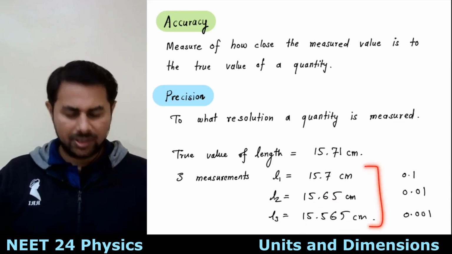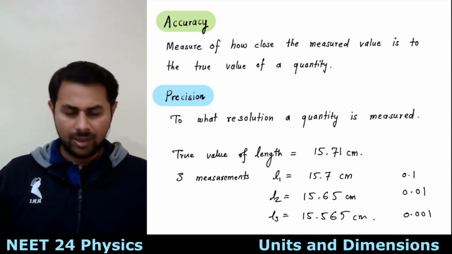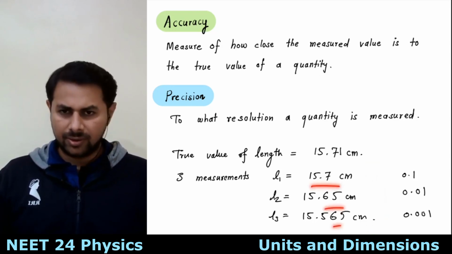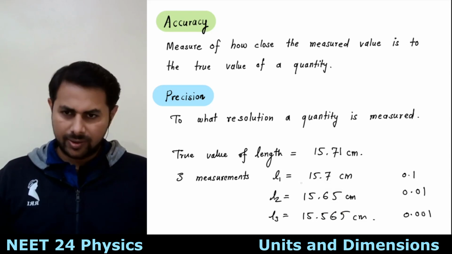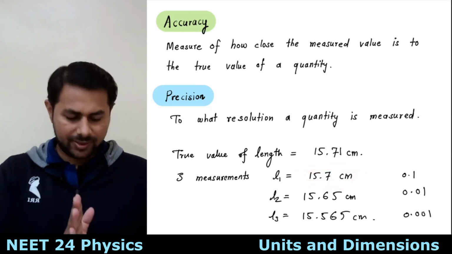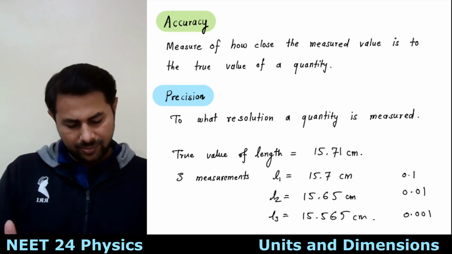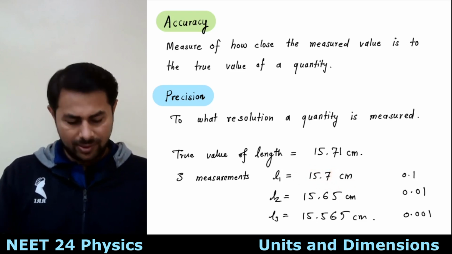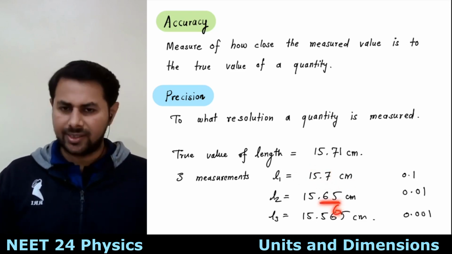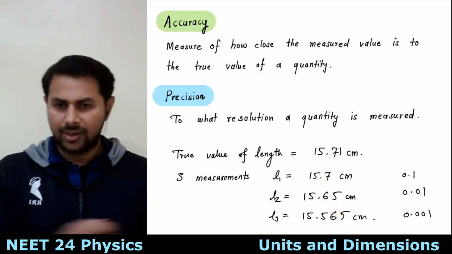So which of these is correct? Which of these is more accurate? Tell me, which is the closest one? Yeah, right, L1 is closest, right? There is only 0.01 difference here, right? So here there will be a 0.06 difference in L2. So L1 is closest, right?